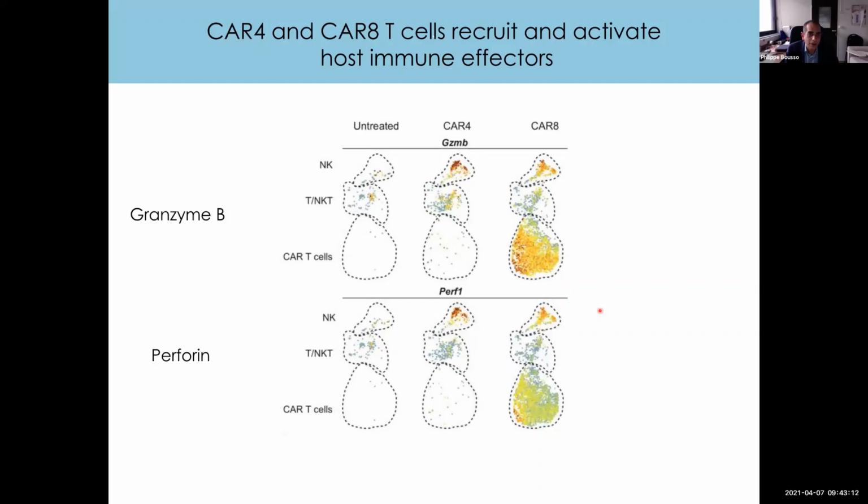I will just zoom in on three clusters in particular: the host NK cells, the host effector T cells, and NKT cells, just to highlight that the transfer of CAR is not only increasing the number of host effector cells, you see a much increased density of cells within this cluster when we transfer the CAR, but this is looking at cytotoxic genes like granzyme B or perforin. You see that this is also accompanied by an increase in activation state, with a much higher expression of these cytotoxic genes.